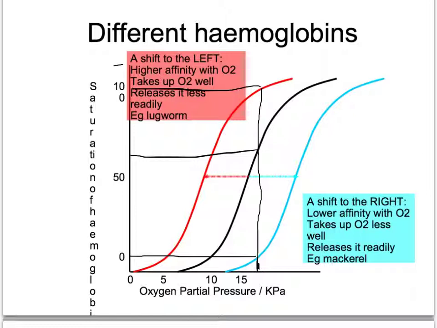So being on the red curve means you've got much more oxygen in your system, but it just doesn't let go of it as readily. The blue curve here, you've got much less oxygen in your system, but it's been let go of much more readily.